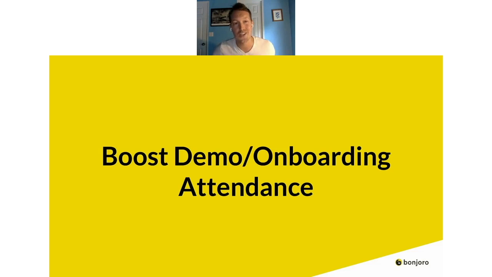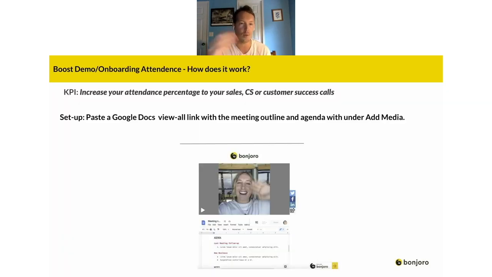Boosting demo and onboarding attendance. This one I think is really fun. Basically, say someone books a meeting, you now have the ability to embed an agenda right below that meeting. I want to clarify that this isn't personalized per meeting because this is a template, so it's a generalized agenda. But if you serve different niches, say you have 4 core markets, you could create 4 templates, and for each of them you could send a personalized agenda.